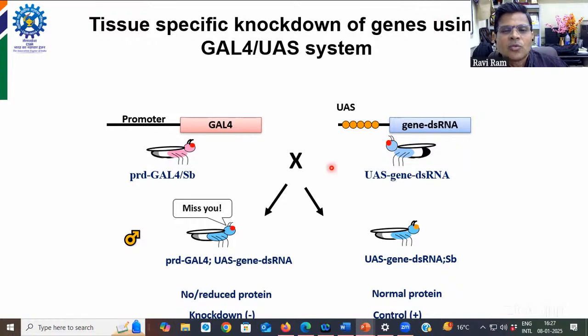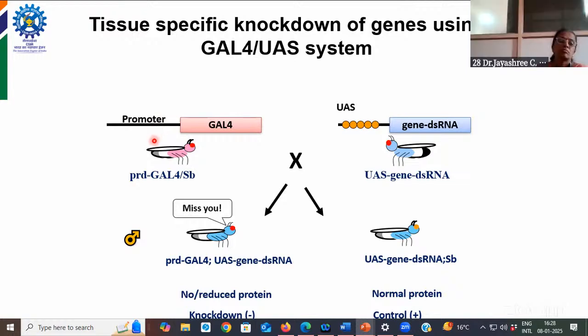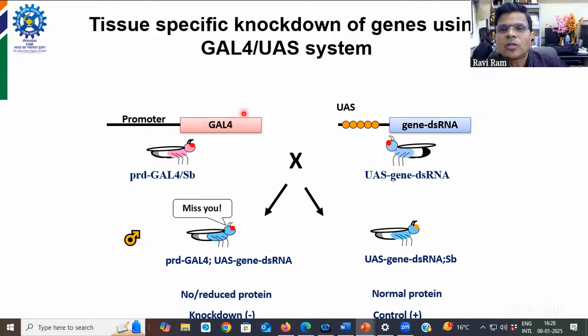Okay. So what we do here is we express this GAL4 under the control of a promoter which is found in the reproductive system. That way we have GAL4 only in the reproductive system. All right. And in the reproductive system, this GAL4 is going to go and bind to this US and start producing the double strand RNA of whatever is going to bind to your parental gene.